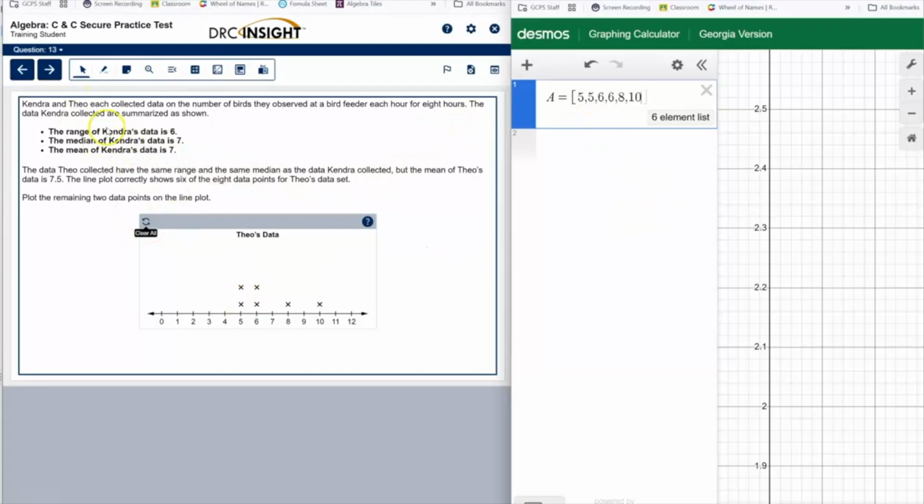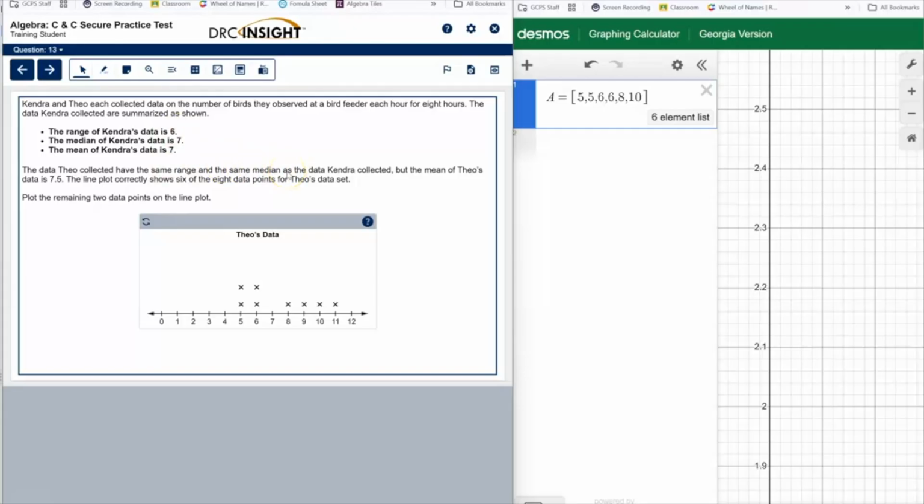Now let me read whatever this question is saying. Kendra and Theo each collected data on the number of birds they observed at the bird feeder each hour for 8 hours. The data Kendra collected are summarized as shown. The range of Kendra's data is 6. The median of her data is 7. The mean of her data is also 7. The data Theo collected have the same range and the same median. So for Theo, it should also be 6 and 7.